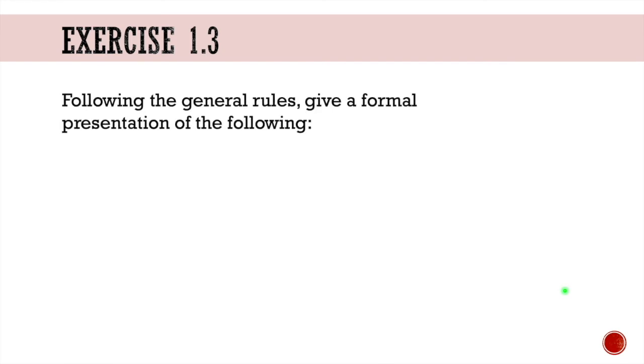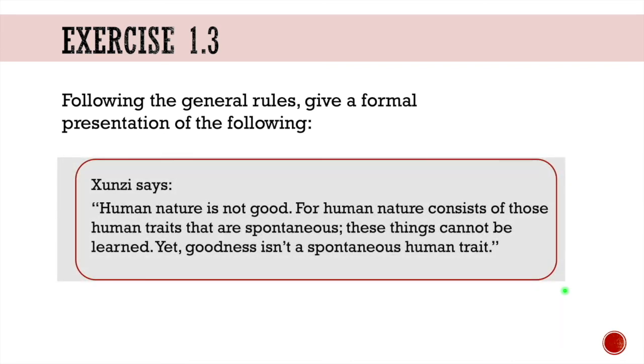So here's exercise 1.3. Following the general rules, give a formal presentation of the following. Xunzi says, human nature is not good, for human nature consists of those human traits that are spontaneous. Those things cannot be learned. Yet goodness isn't a spontaneous human trait. Okay, so pause the video here and use the rules that we saw to try and formulate this argument to make it a more formal presentation. And then when you're done, you can keep playing the video.